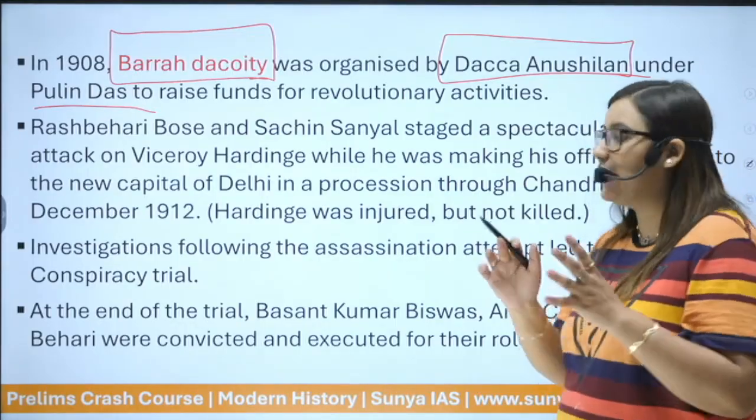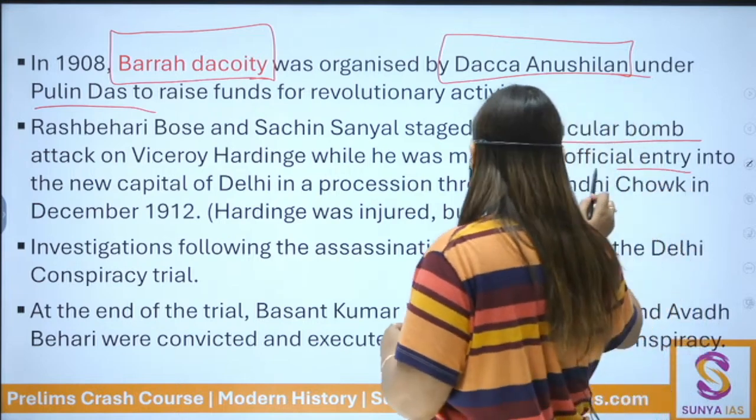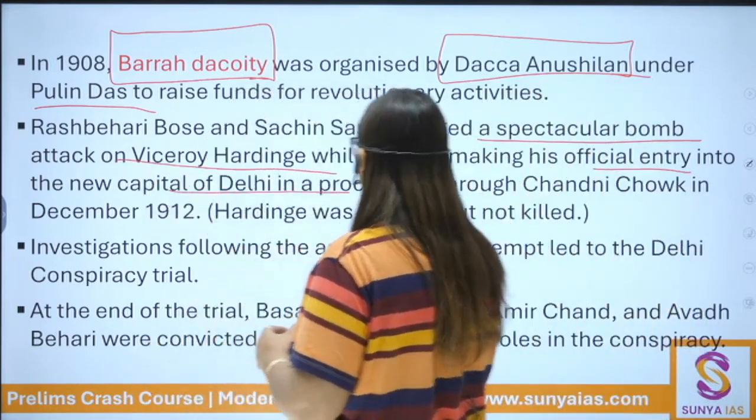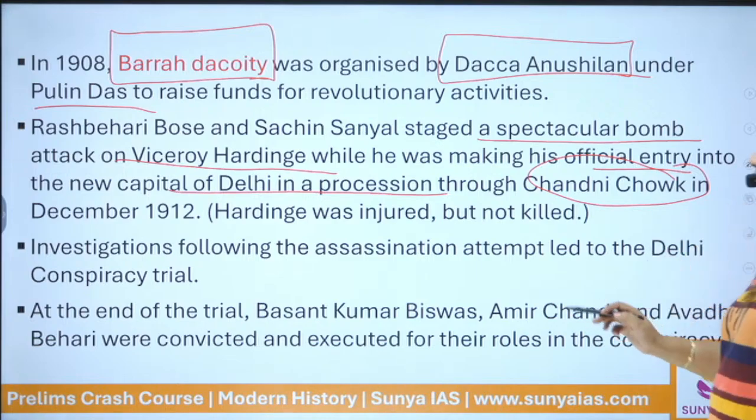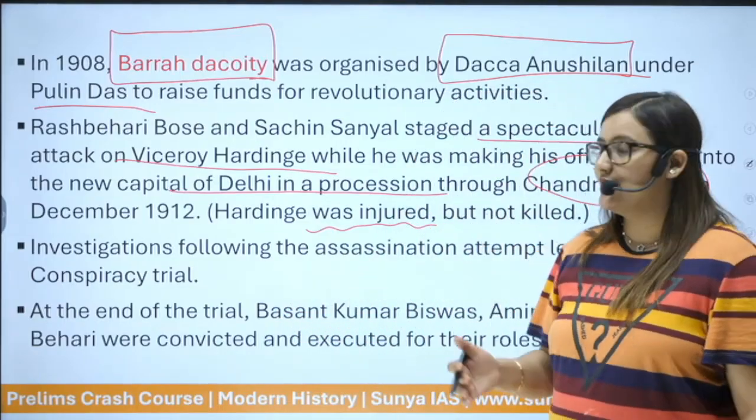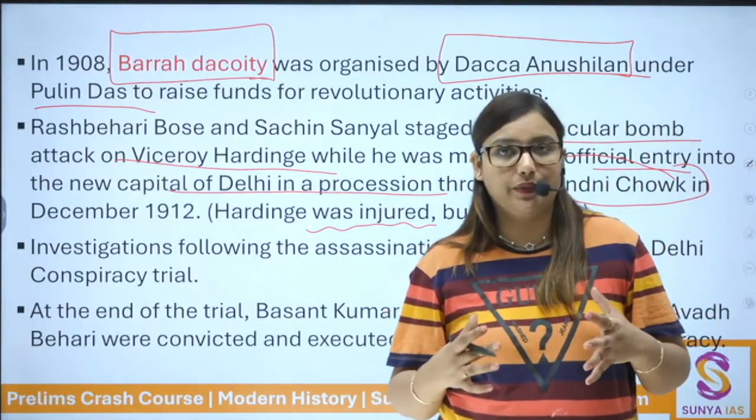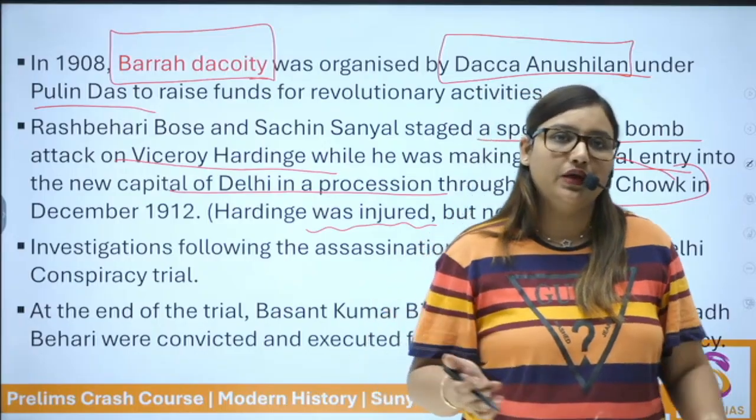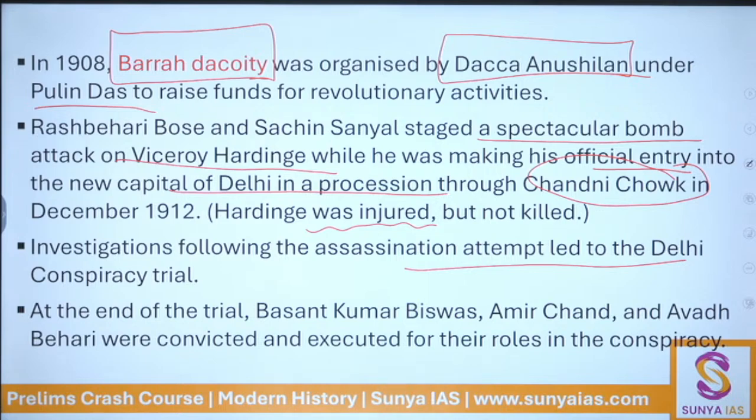Rash Bihari Bose and Sachin Sanyal staged a very spectacular bomb attack on Viceroy Hardinge while he was making his official entry into the new capital of Delhi in a procession through Chandni Chowk in December 1912. Hardinge was injured but not killed, but this injury is a very big victory for the Indians, right? So they used to show their anger, and they wanted to make Europeans go away from India anyhow. Investigations following the assassination attempt led to the Delhi conspiracy trial.